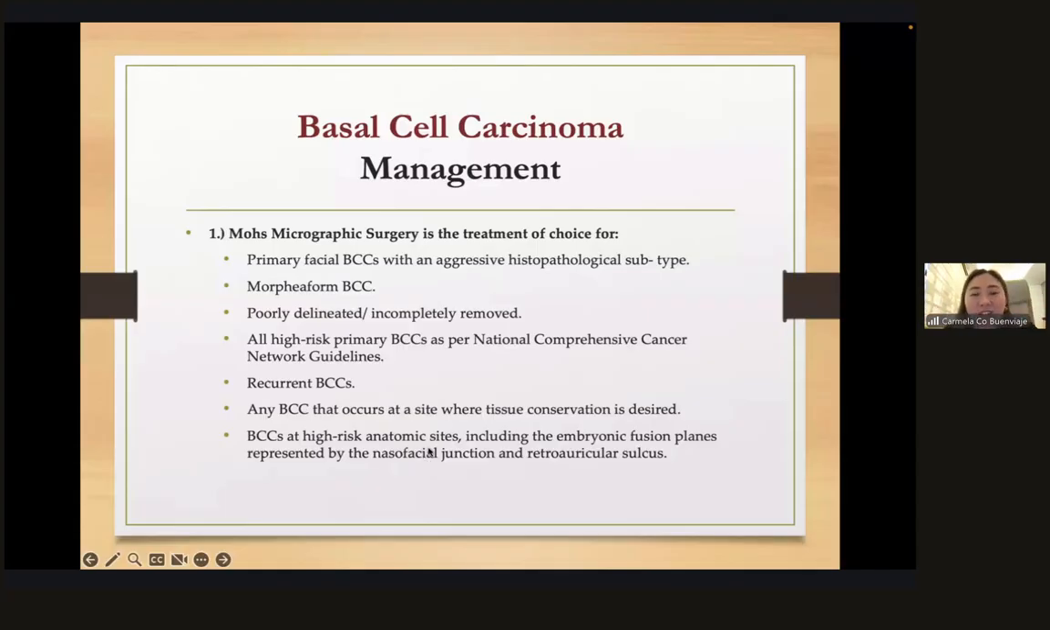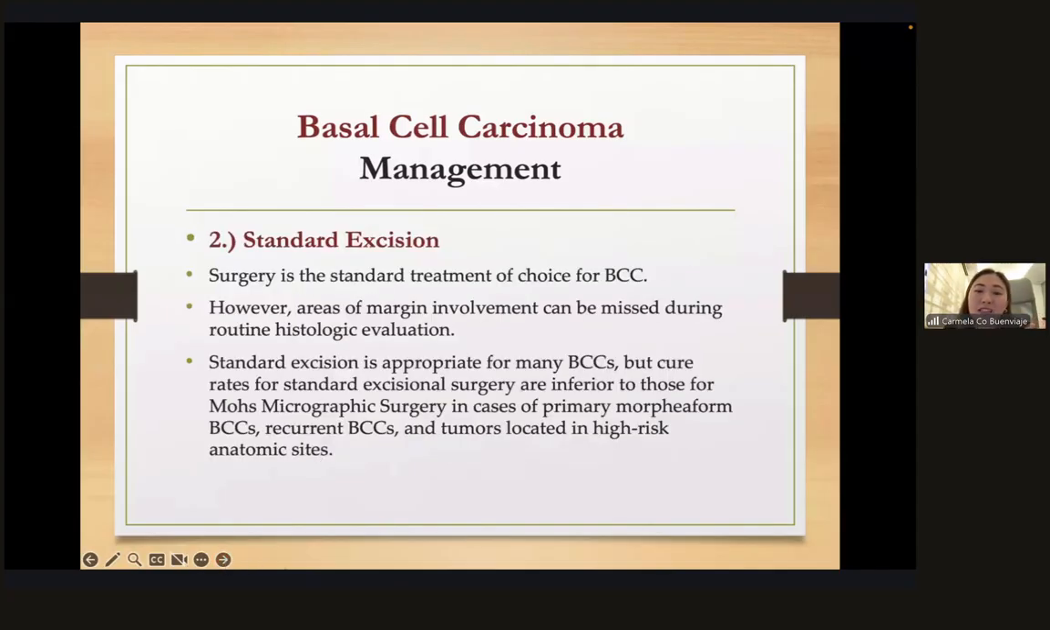Actually, that's the H area also that I showed earlier. Okay, next would be standard excision, since standard surgery is a standard treatment of choice for BCC. However, compared to Mohs micrographic surgery, areas of margin involvement can be missed during routine histologic evaluation if only standard excision was done.